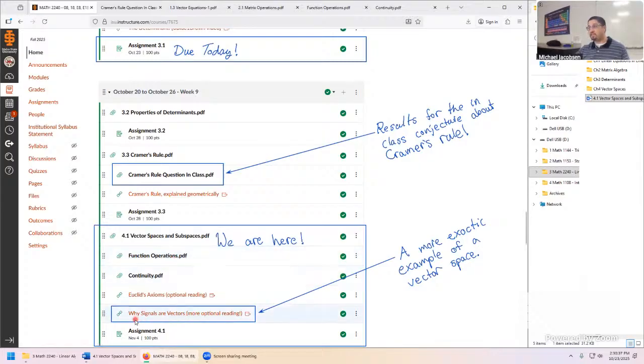If you want to see a pretty exotic vector space, that's what this optional reading is all about: that signals are vectors. It's a pretty cool reading. Other things we'll be doing today is reviewing continuity to help us out with some of the vector spaces we're going to be working with. And before I forget, we're also going to start off by returning to that conjecture we were thinking about with Cramer's rule in class last time. I don't have too many more announcements other than that, but any questions or comments to start us out, folks?